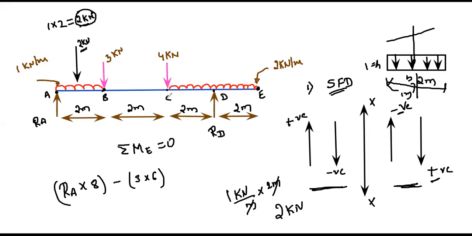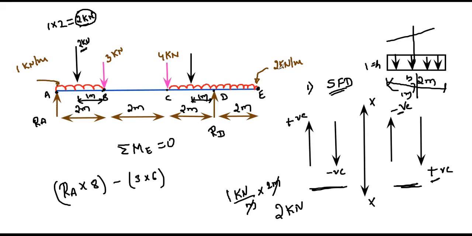Similarly, between point C to D we have a UDL with intensity 2 kilonewton per meter and length 2 meters. We need to convert this UDL into a point load. Again 2 into 2 is 4, so 4 kilonewton acts at the middle, at a distance of 1 meter. Why 1 meter? Because it is the center, or half of this length.